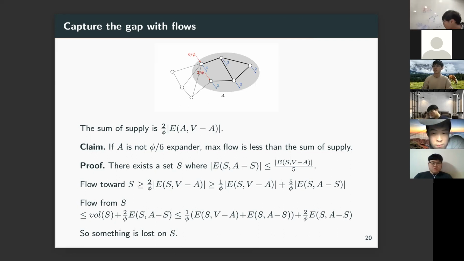Of course there are some degrees, but that doesn't change things significantly. So some flow is going to be stuck here, and it means a lost supply. S is wasting some amount of supply. So something is lost on S, and therefore the maximum flow does not satisfy all the supplies because it eats a lot and doesn't produce that much.